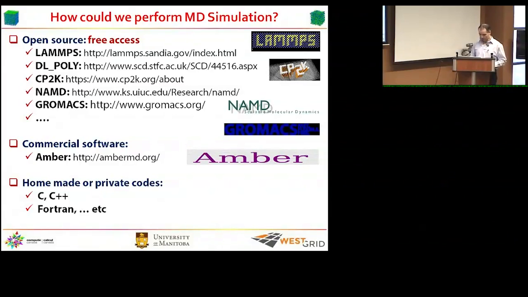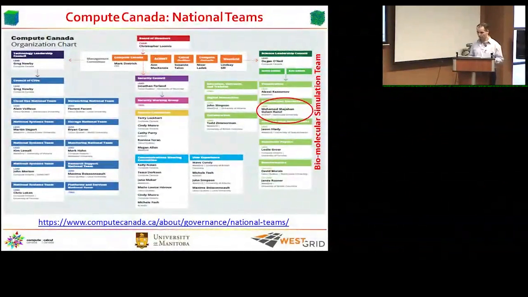Speaking of that, now with the new Compute Canada, there are national teams. In this chart, there are many national teams. I have just surrounded one, which is the biomolecular simulation team. The members of this group have expertise in one or two of the software I talked about. So if you have a problem with that, you can just ask them, and this is the link to the page.